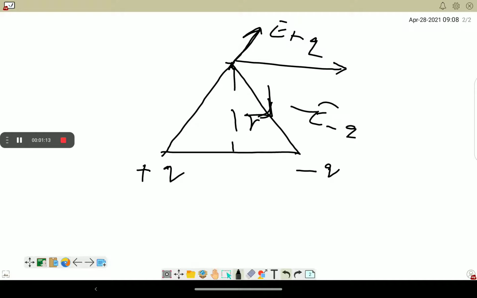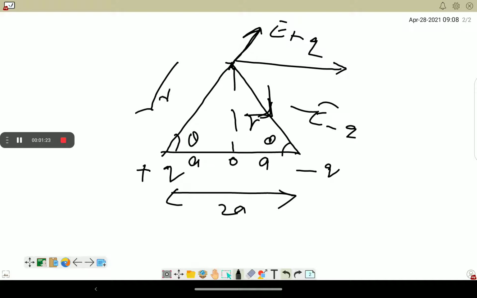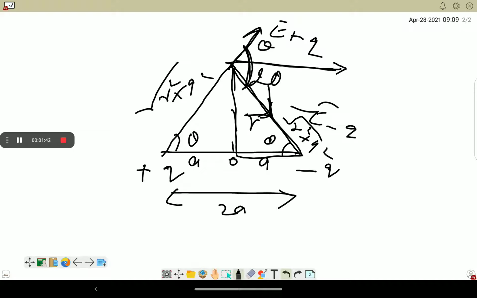If this angle is theta and the distance between the charges is 2a, then this half is a, and if you apply Pythagoras it will come r square plus a square. Similarly on this side, r square plus a square, in these triangles. This is the external angle, so the angle between the fields is 2 theta, and because the magnitudes of +q and -q fields are the same, the resultant will be along the bisector.